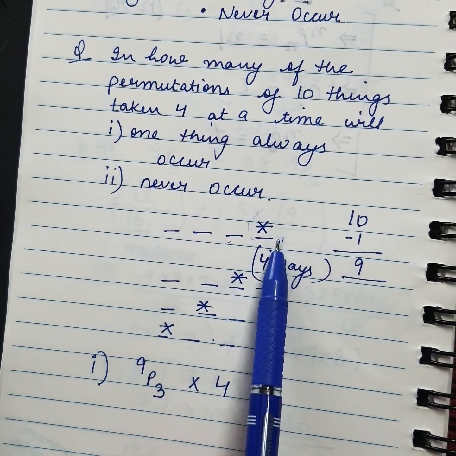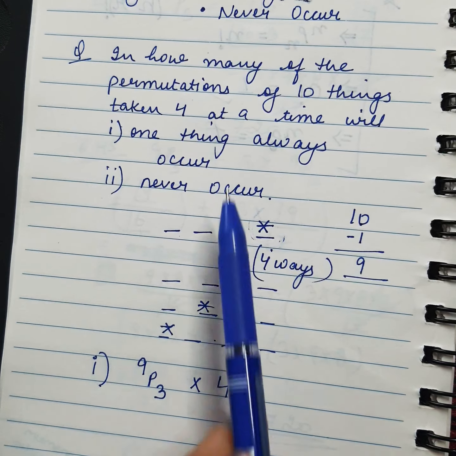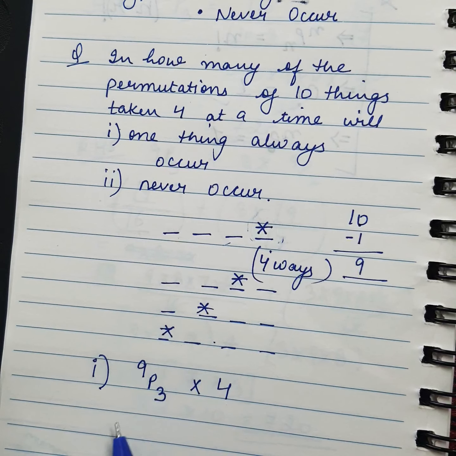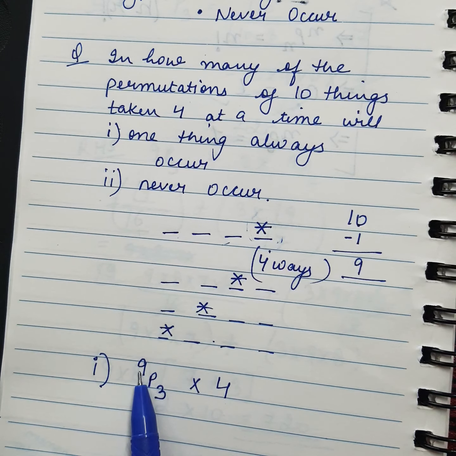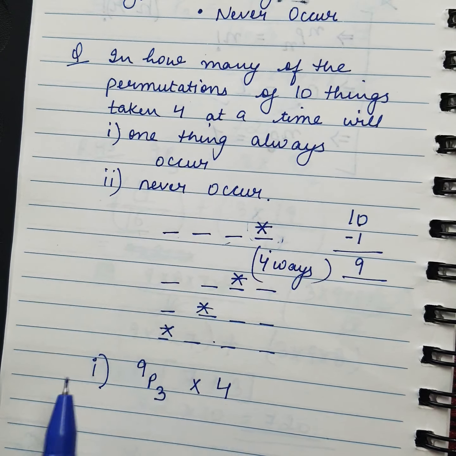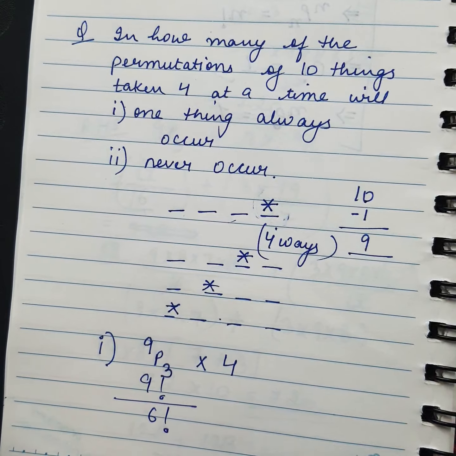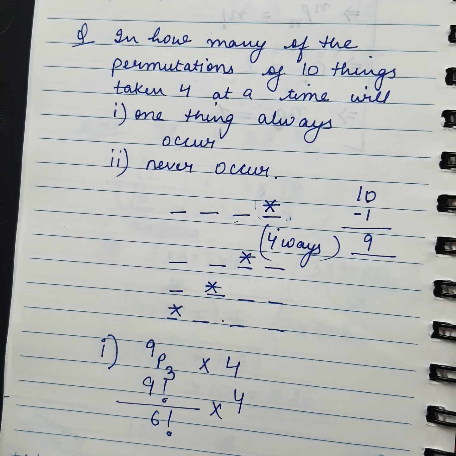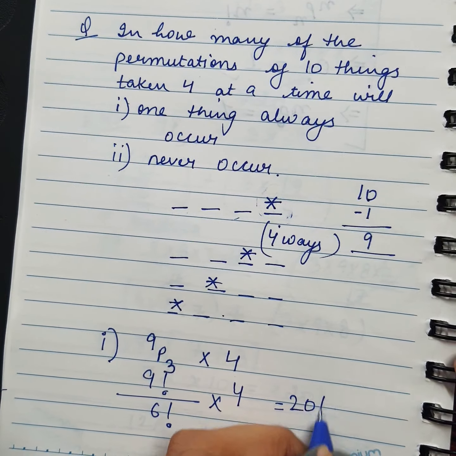From the selection of 4, one selection is fixed, which can happen in 4 ways, like I have shown. And the remaining 3 places will be filled out of the 9 remaining things. So 9P3 into 4. So 9 factorial upon 9 minus 3, 6 factorial, into 4. After solving, we will get 2016.